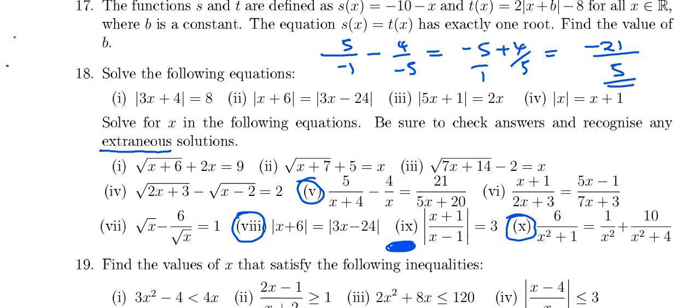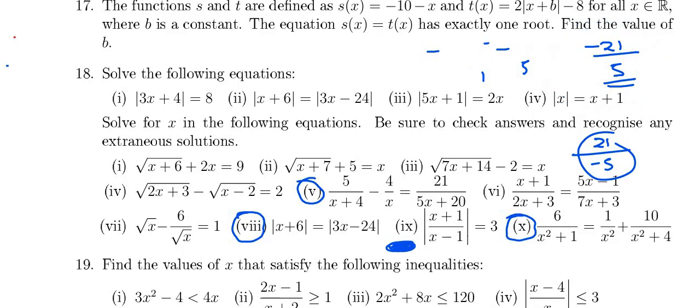Then on the right-hand side, there's a 21 on top. Down, we put negative 5 here. Negative 5 times 5, that's a negative 25, plus 20, that will be a negative 5. So you notice the answers are the same, right? Yes. So the correct solution is negative 5. Negative 4 was an extra solution. So that's what you do there for number 5.